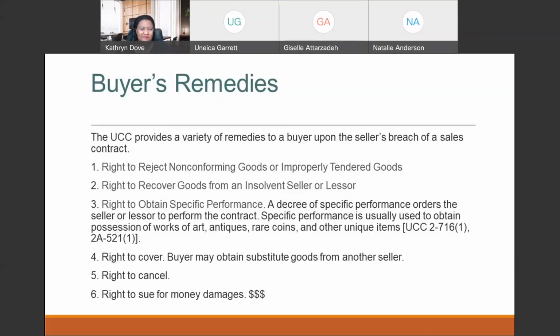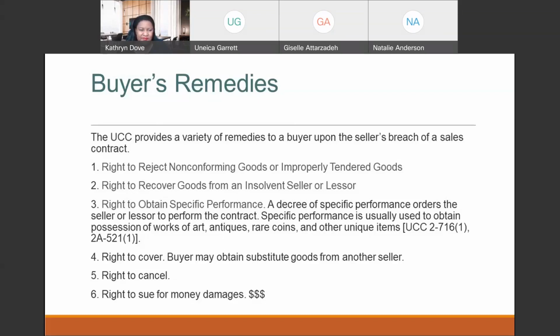If the seller breaches a contract to deliver certain goods that you've ordered, what would you recommend? What would you do? Or if it was your client, what would you recommend that your client do?